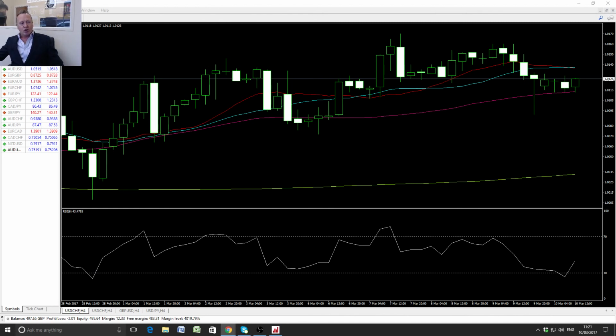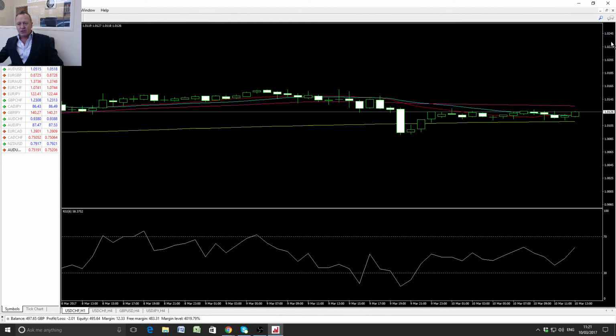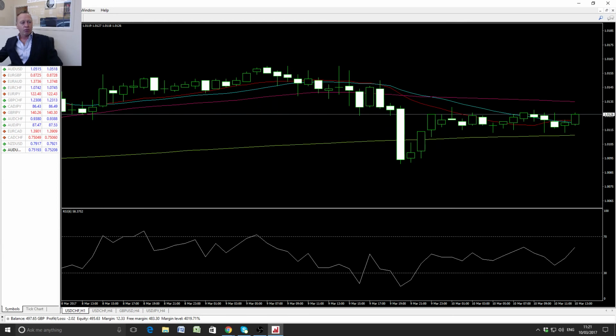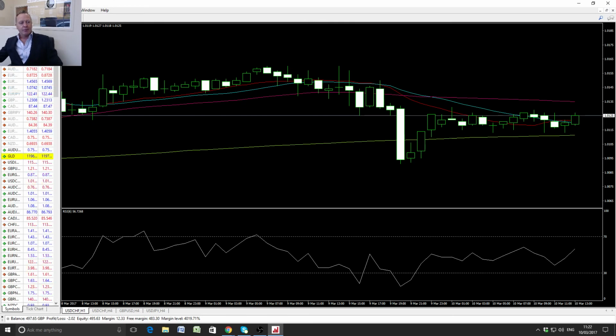So what I'm going to do is work on a 1 hour chart, looking for positions on a 1 hour chart. Let's have a quick look here. What have we got? The first thing I'm looking at is dollar Swiss on the 1 hour.